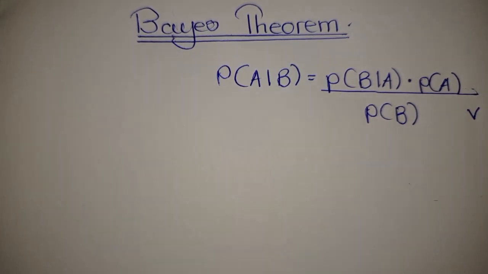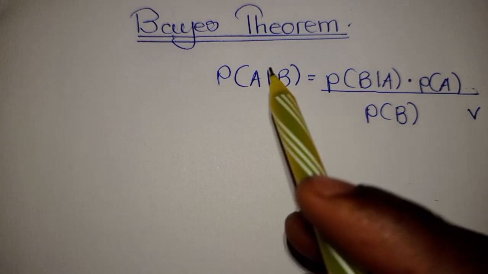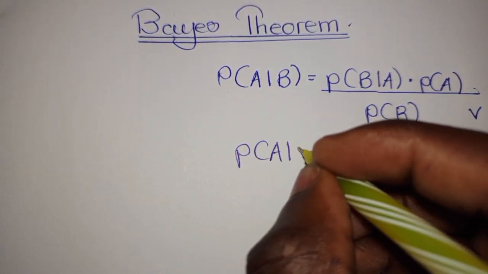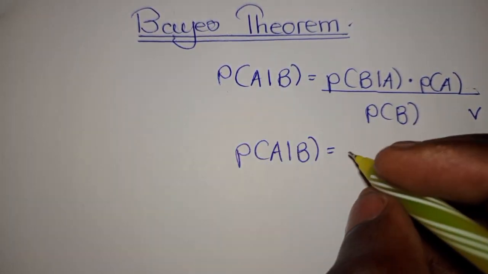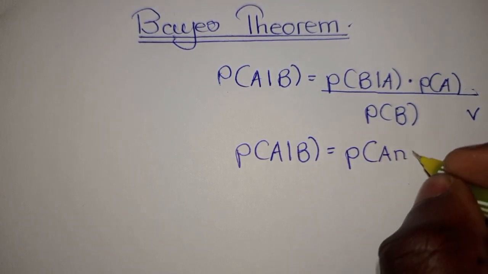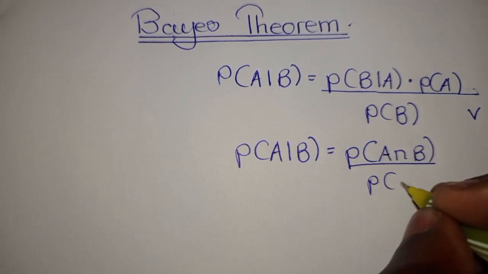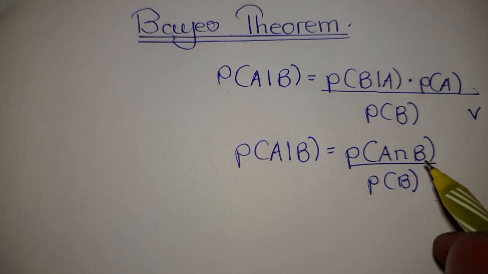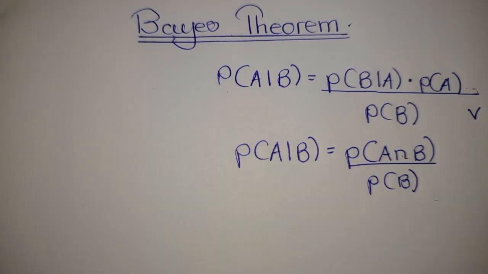So someone may ask, how is this formula derived? We know for sure that the probability of A given B, under normal circumstances, is equal to the probability of A intersection B over the probability of B. We want to derive the Bayes theorem. So, having known that this is equal to that, let us assume one thing.